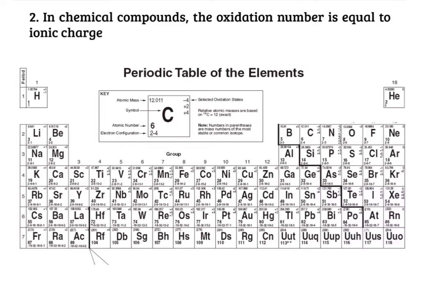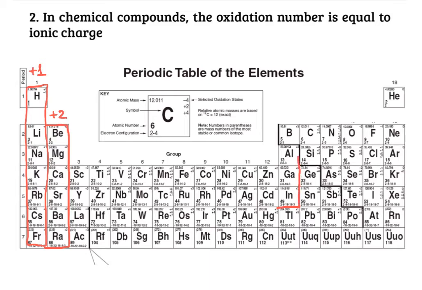Rule number 2. In chemical compounds, the oxidation number is equal to ionic charge. This is great news for us because we know a great deal about ionic charge, and ionic charge over a considerable amount of elements can be predicted from their position on the periodic table. For example, we know that elements from group number 1 always become ions with the charge of positive 1. Elements from group number 2 always become ions with a charge of positive 2.